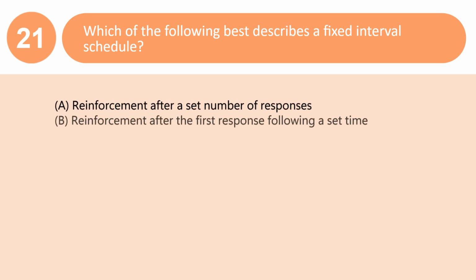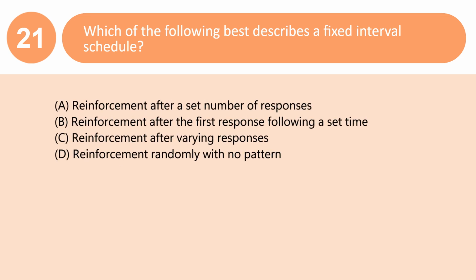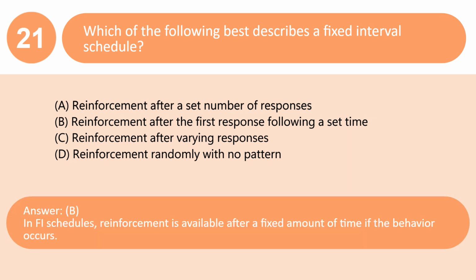Which of the following best describes a fixed interval schedule? A. Reinforcement after a set number of responses. B. Reinforcement after the first response following a set time. C. Reinforcement after varying responses. D. Reinforcement randomly with no pattern. Answer B. In FI schedules, reinforcement is available after a fixed amount of time if the behavior occurs.